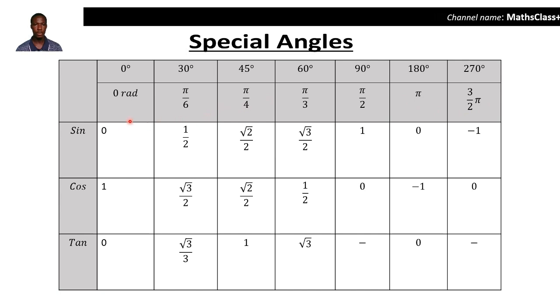Okay, so as we have already looked at, these are our values. So for sine 0, you have 0. Sine 30, 1 over 2. Sine 45, root 2 over 2. Sine 60, root 3 over 2. Sine 90, 1. Sine 180, 0. Sine 270, negative 1. And so we interpret it as such. All right.